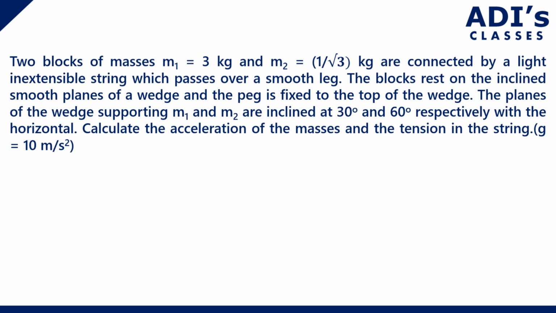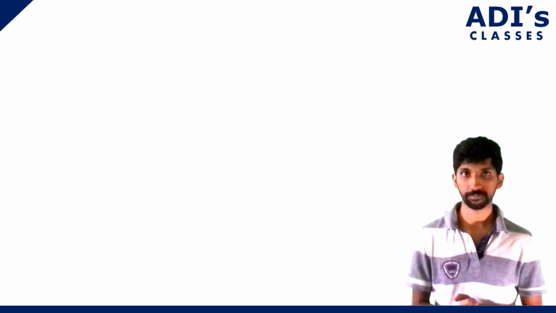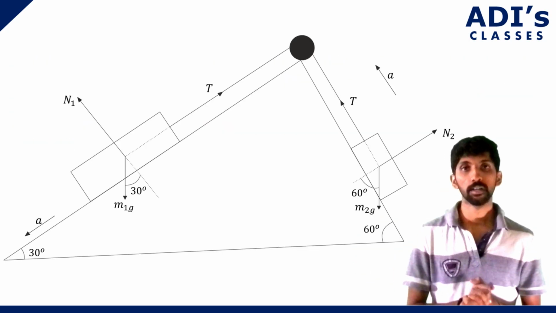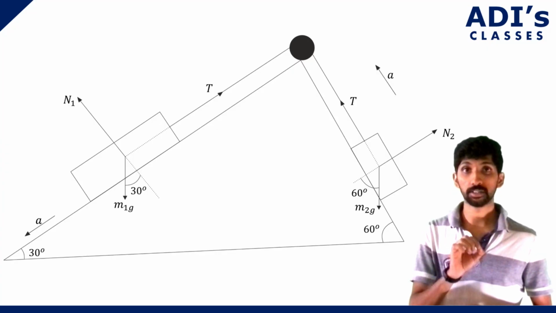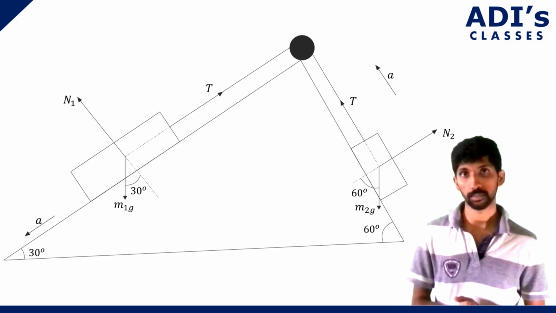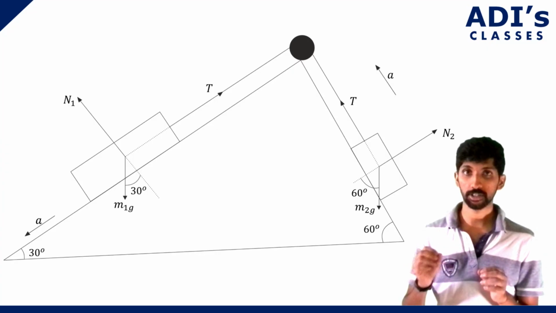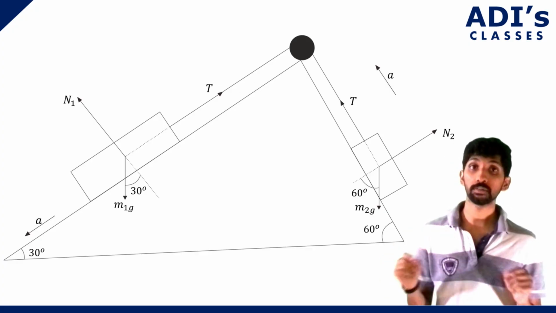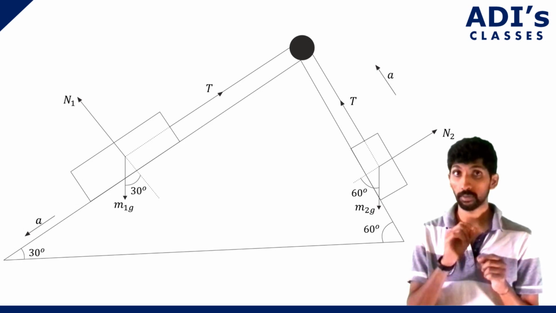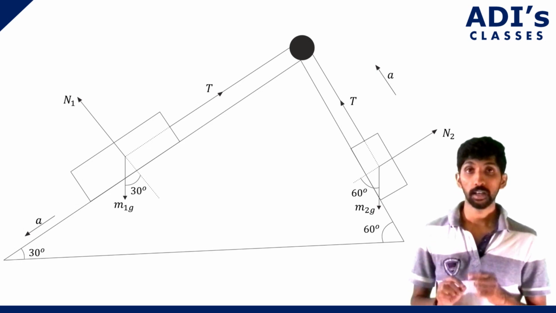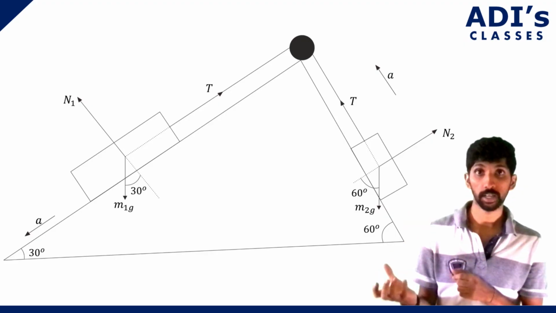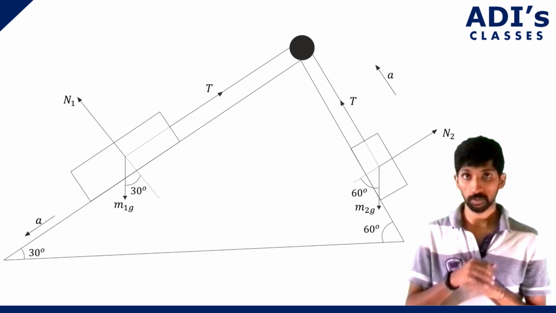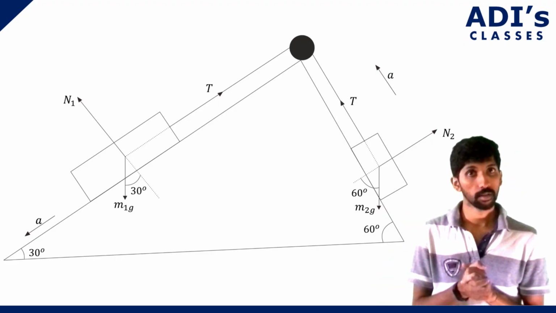So here also we are taking g value to be 10 meter per second square. Alright, see here, this is basically the figure. Let a be the acceleration of the blocks m1 and m2, and let's say T is the tension of the string. T is uniform throughout the string, correct? And one more thing which is very important is that the blocks are on a smooth surface, so friction doesn't come into the picture.